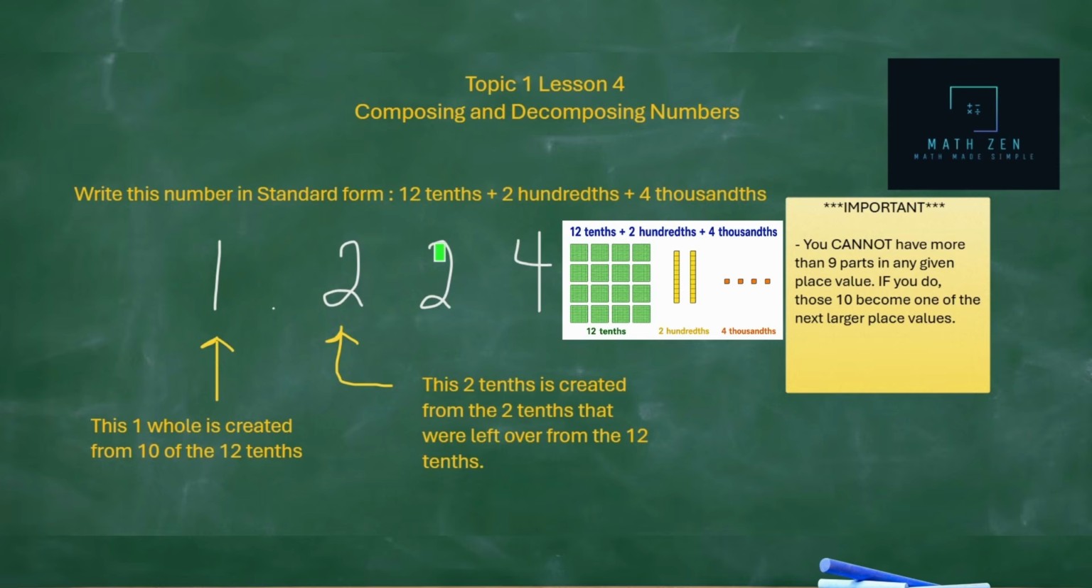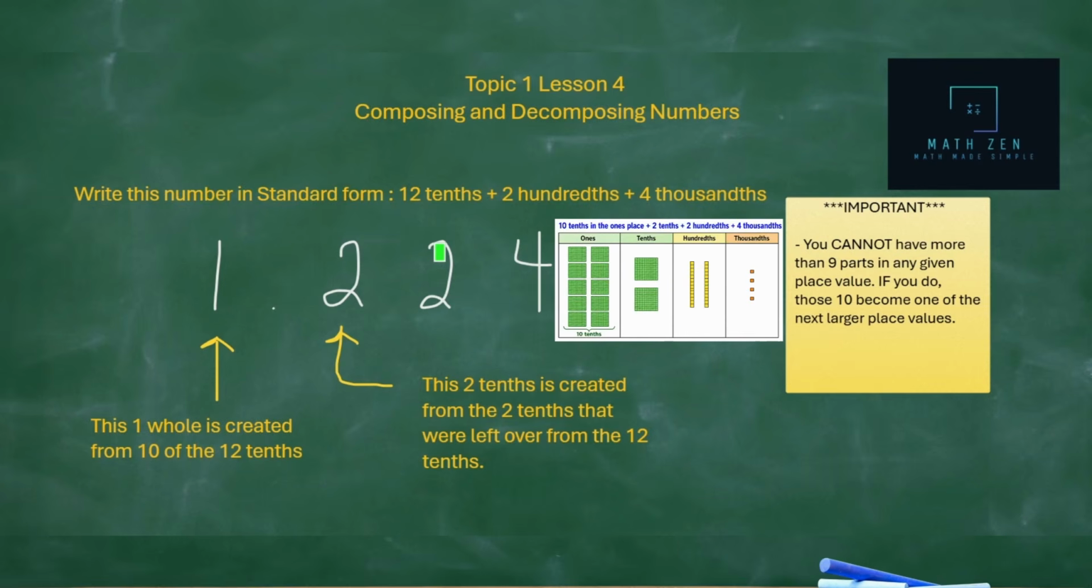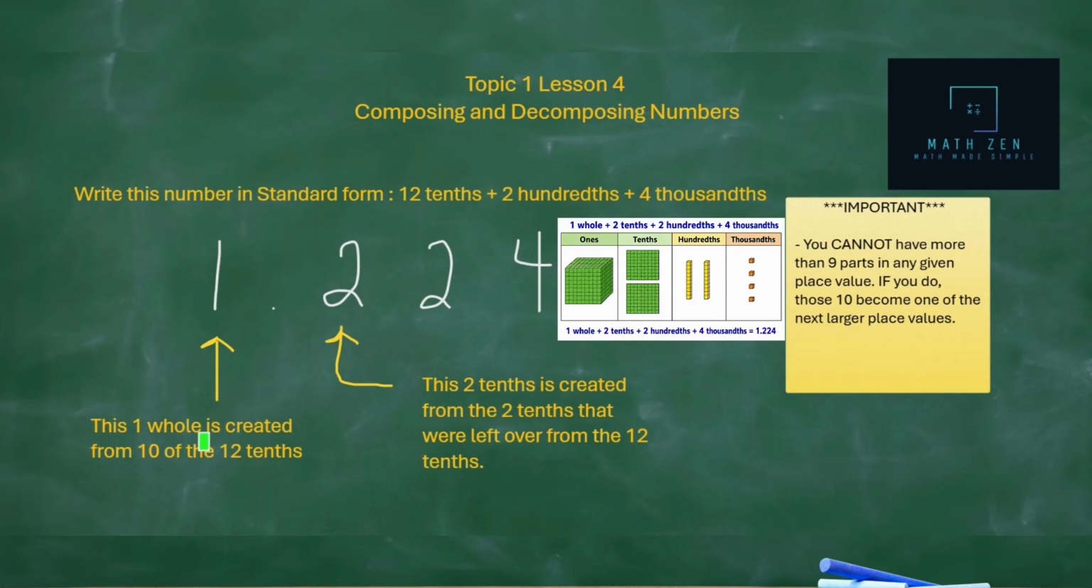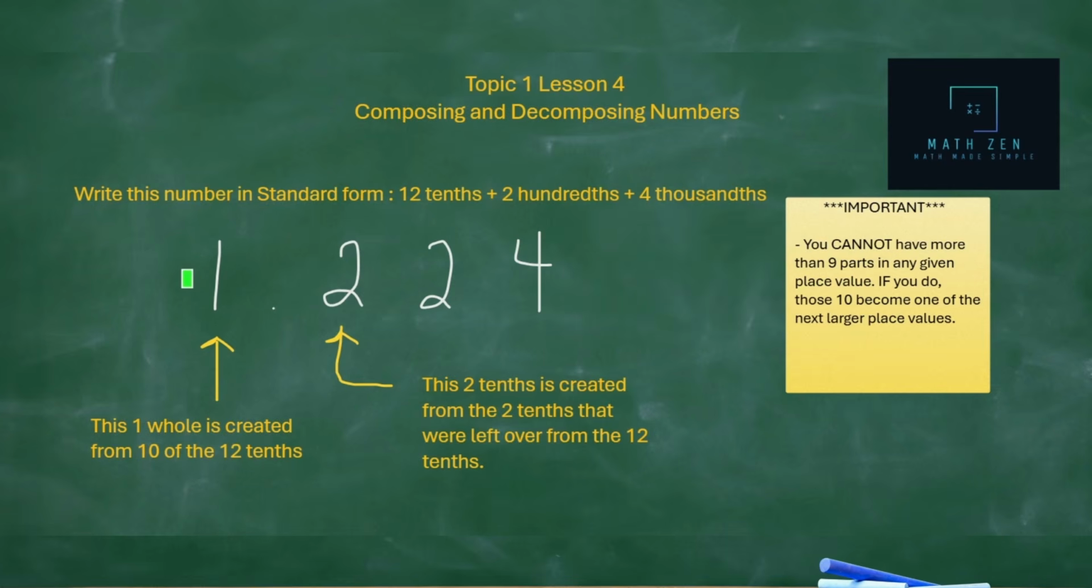So, again, if we refer back to the post-it note, it says that you can never have more than 9 of a certain value in a place value. So in this case, we have 12 in the tenths place. We can't have that. So what happens is 10 of those tenths become one whole. All right, and that's what this says here. This one whole is created from 10 of the 12 tenths. And then this 2, which is in the tenths place, is just the remaining 2 tenths out of the 12 that didn't get to grow up to become a one whole.